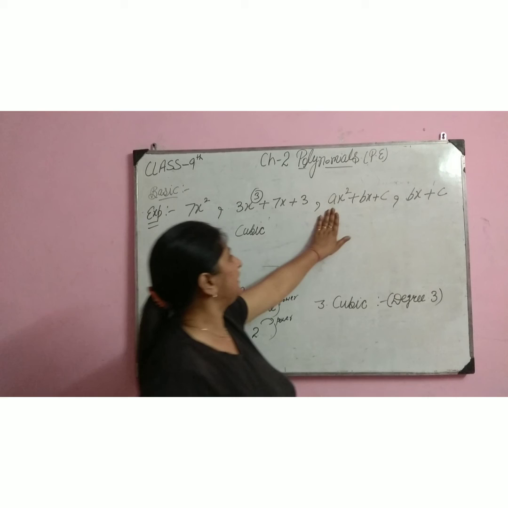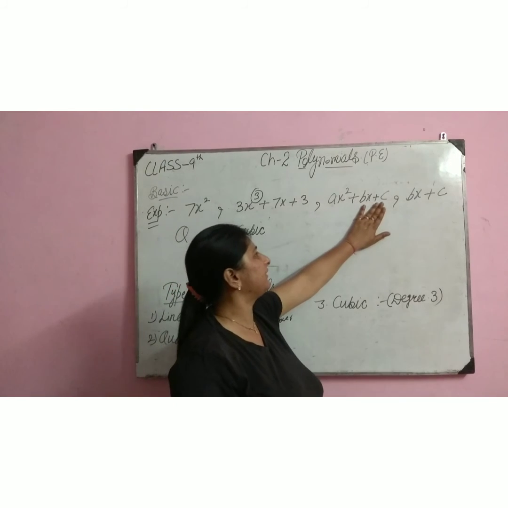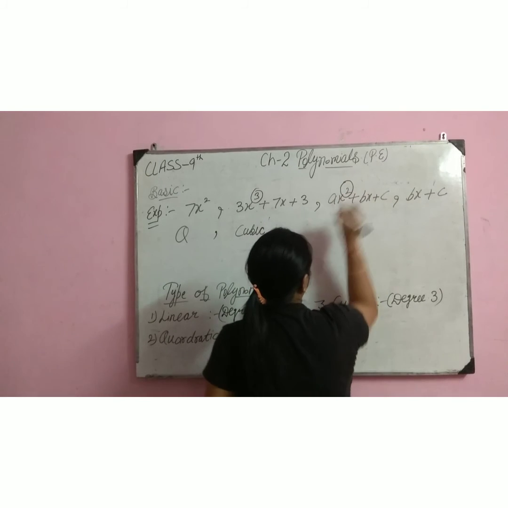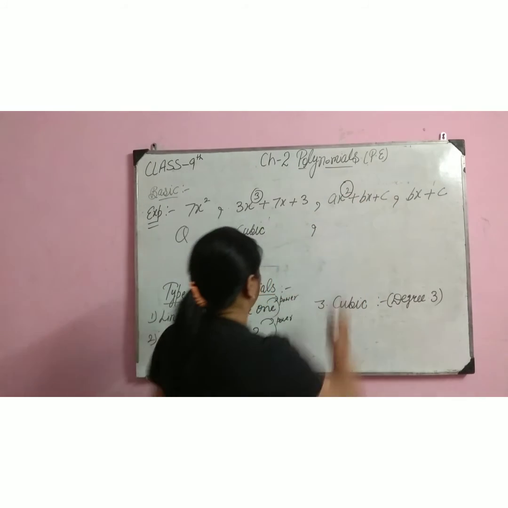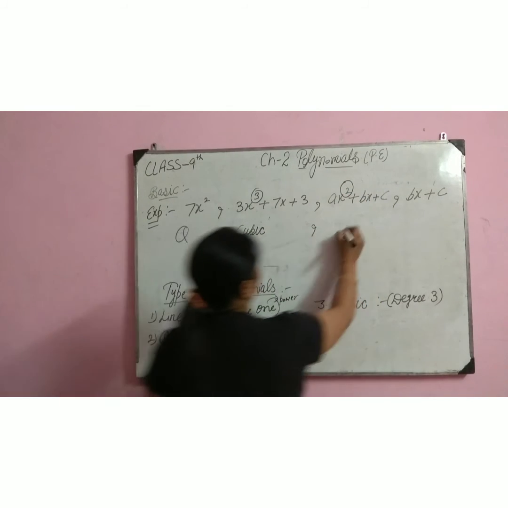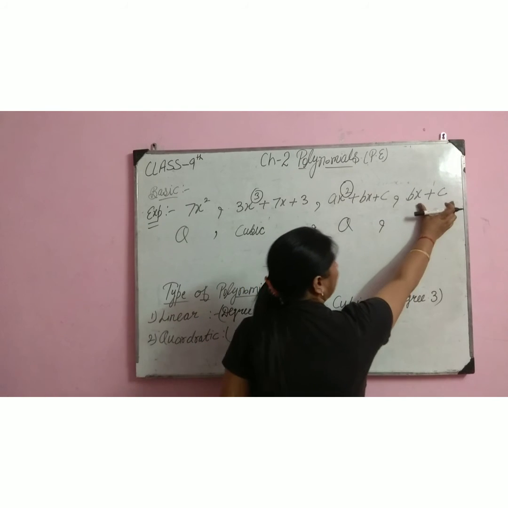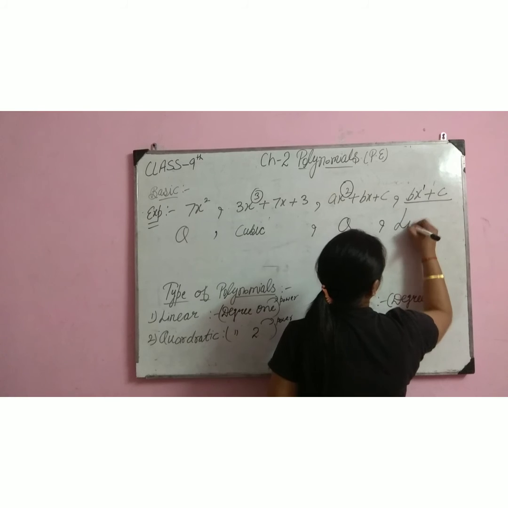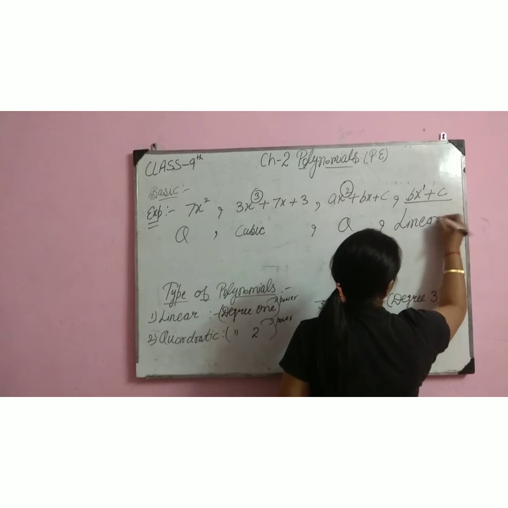Suppose it is written here ax square plus bx plus c, whatever it is. I just check the highest degree. The highest degree is 2, and this expression belongs to quadratic. And for bx plus c, the highest degree is 1. Then this expression is linear. Clear?